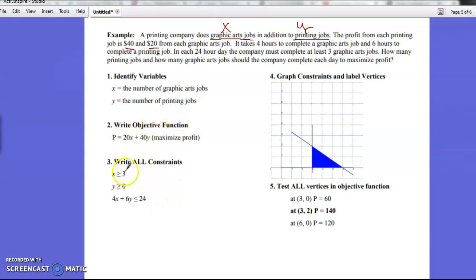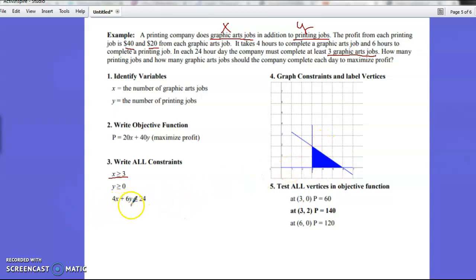All right, so our constraints. We're told that we need to complete at least 3 graphic art jobs. So that's this first equation. That is a vertical line at X equals 3, and X is greater than or equal to, so we're going to draw a solid line and then shade everything to the right. Y is greater than or equal to 0. Well, the minimum amount of printing jobs that we can complete is 0. We can't complete negative jobs. So we know that we're going to have everything above, in the positive on our Y side.